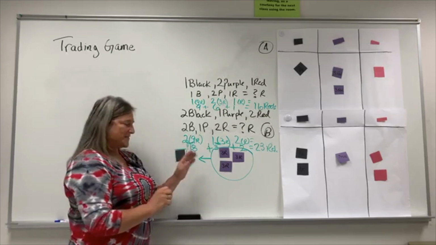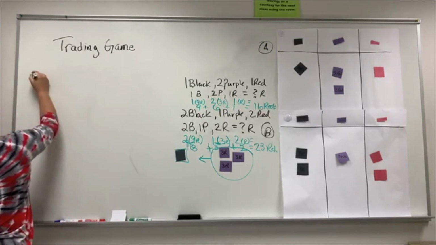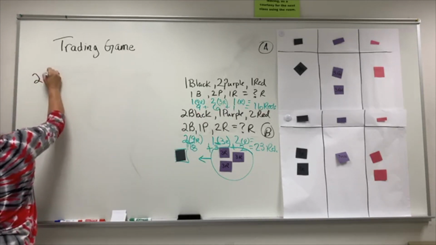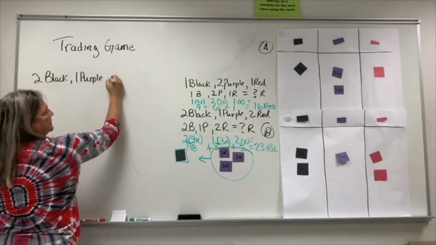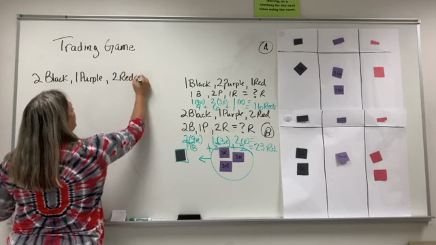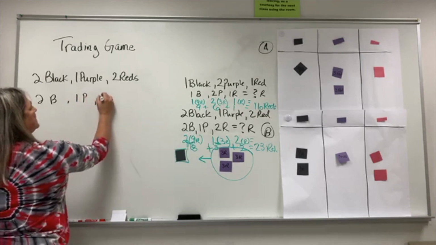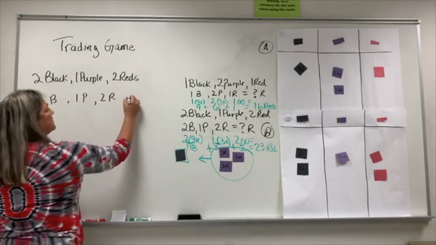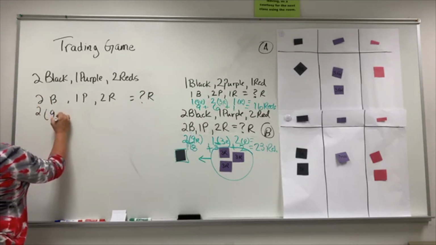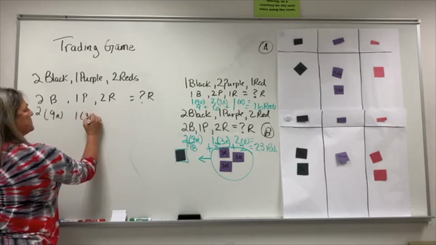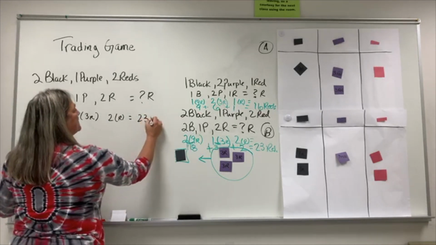So I'm going to erase a little here. I'm going to rewrite this a little bit up here because we want to remember what we have. Let's write this one. So we have 2 blacks, 1 purple, and 2 reds. I'm going to write that right here just so we can remember. And then we use some shorthand, 1P, 2R, and then we wanted to know how many R's that was. So we said 2, and that's 9 reds, 1, and that's 3 reds, and 2, and that's just the reds. So we ended up with 23 reds.